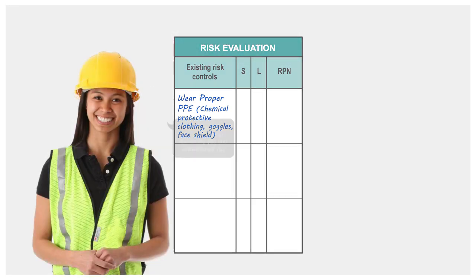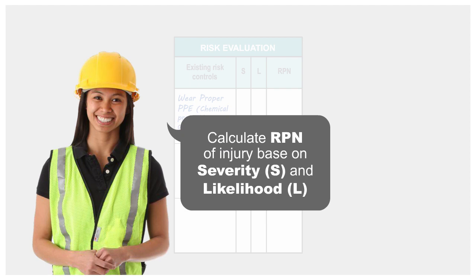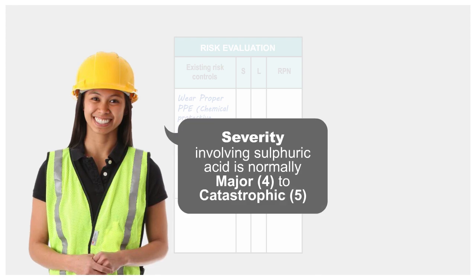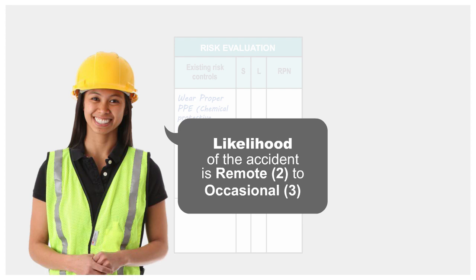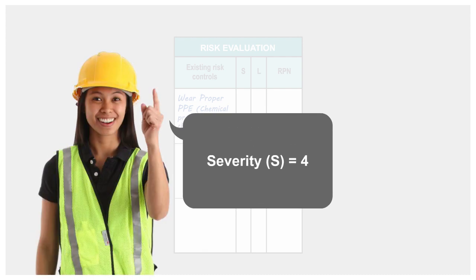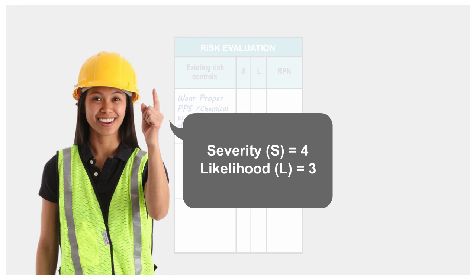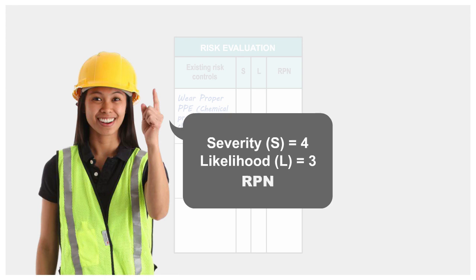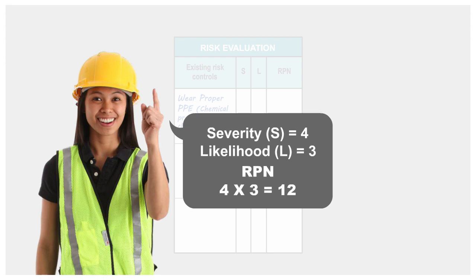Next, we will calculate the RPN of the respective injury based on the severity and likelihood, represented by the S and L in the column. The severity involving sulfuric acid is normally major to catastrophic, which has a rating of 4 to 5. And the likelihood of this accident is normally remote to occasional, which has a rating of 2 to 3. Let's use the rating 4 for severity and 3 for likelihood. The RPN for the injury will be 4 times 3 equals 12.